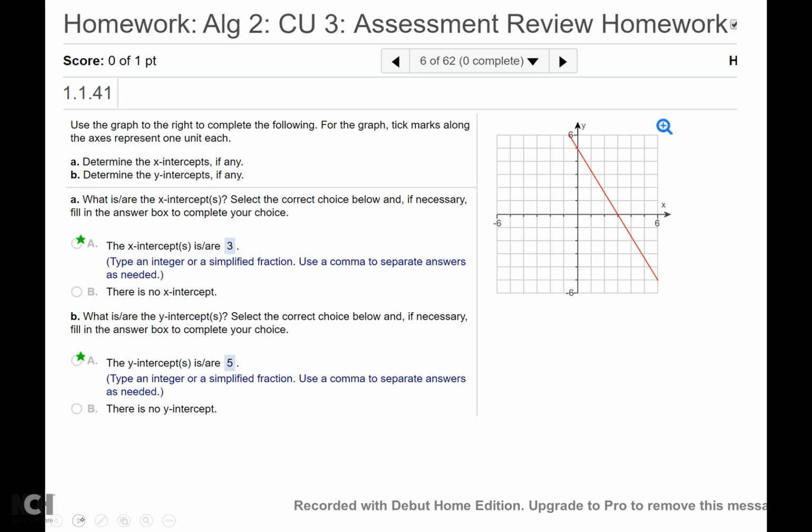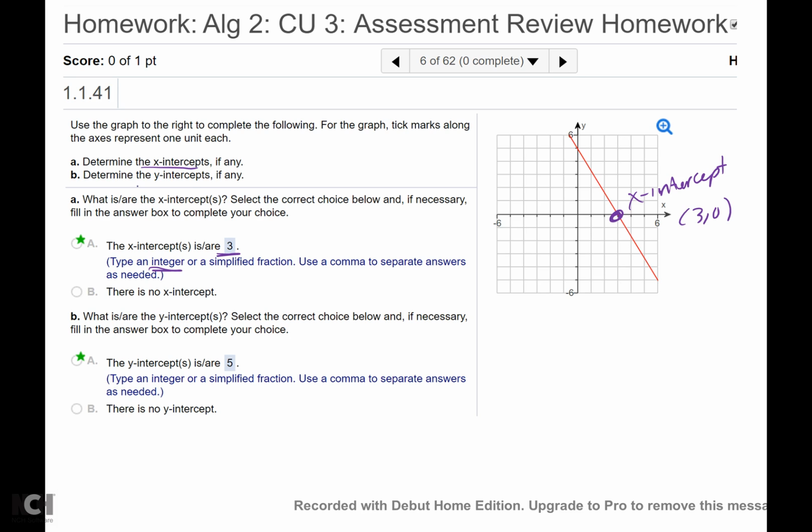Alright, use the graph to the right to complete the following. For the graph, tick marks along the axis represent 1 unit each. Determine the x-intercepts. X-intercepts are where it crosses the x-axis. So right there is my x-intercept. And the coordinates of that point would be (3, 0). But they don't want the whole ordered pair, they just want an integer, so they want the x-coordinate.